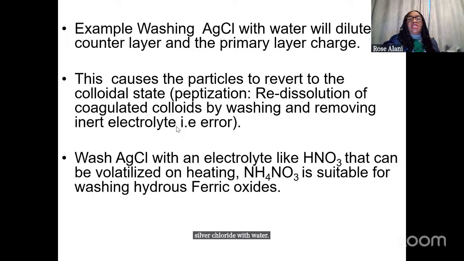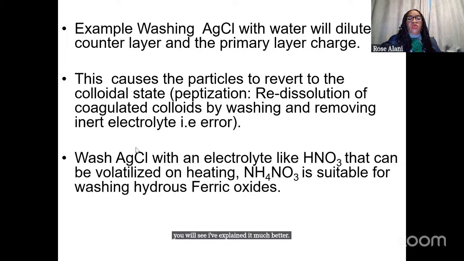This will dilute the counter layer and the primary layer charge. The counter layer and the primary layer charges are what are responsible for ion repelling and attracting ions at the surface and in the middle. From the note here, you will see I've explained it much better.